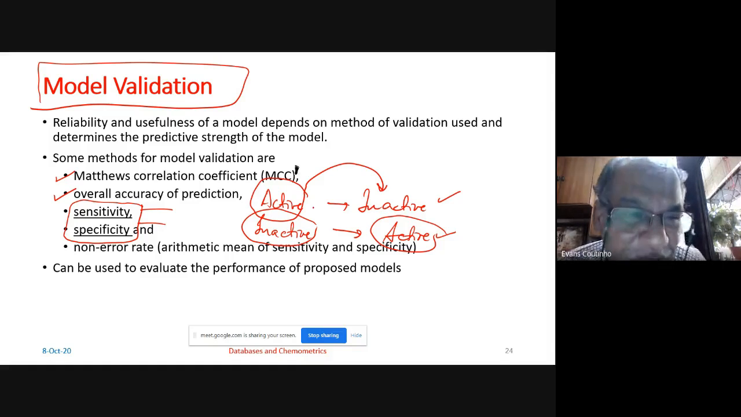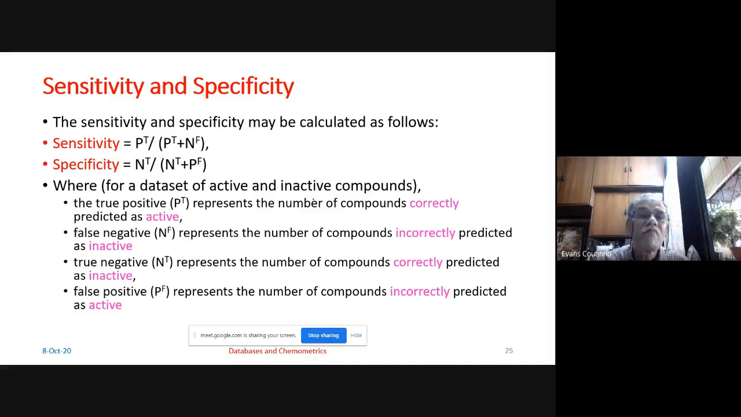Okay, so this is about sensitivity and specificity. Sensitivity is models that are predicting active molecules as inactive, and specificity is models that are predicting inactive as active. Okay, how do we calculate? So these are the two equations that you have to calculate for sensitivity and specificity.